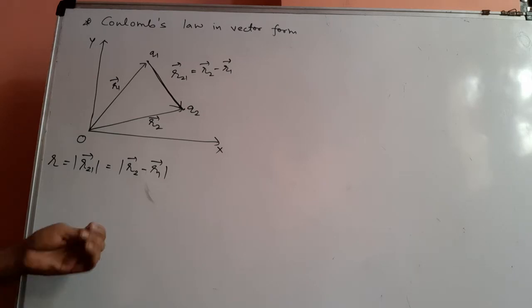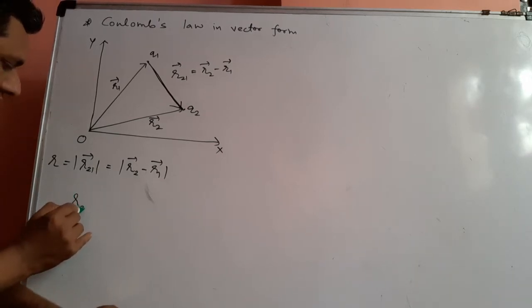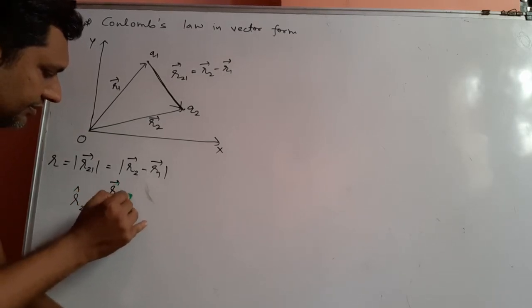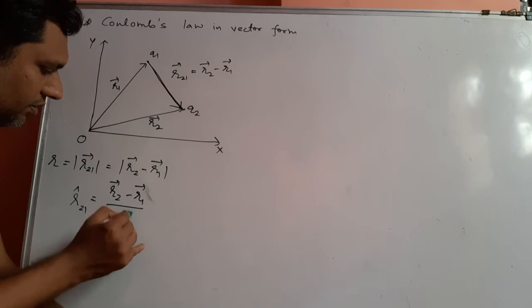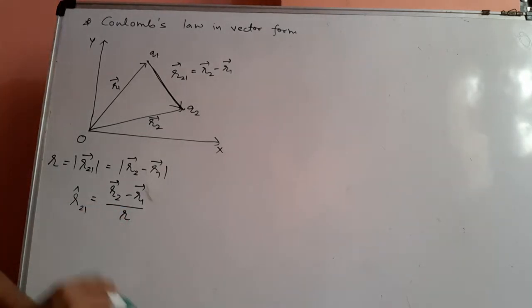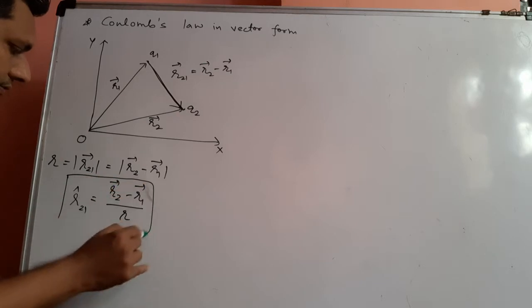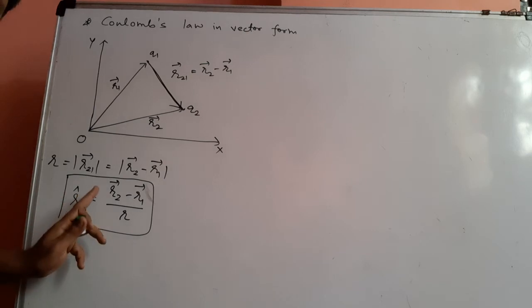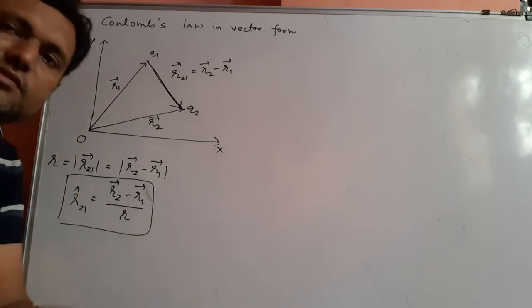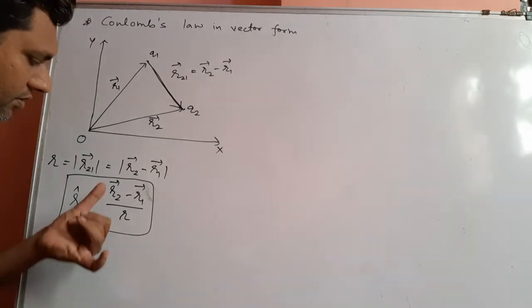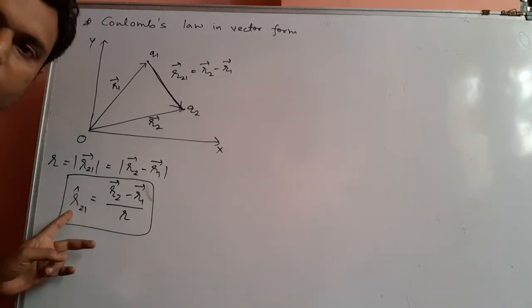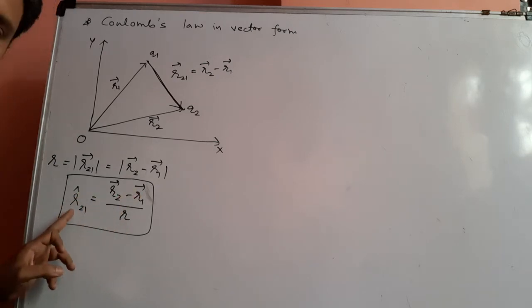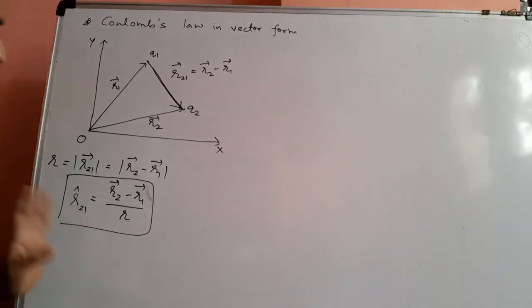From this we can take the unit vector. We can write the formula of the unit vector. It will be r2 minus r1 upon r. Obviously this is the formula. This r21 cap is equal to the vector upon its modulus. Actually this is the formula of a unit vector: vector upon its modulus gives the unit vector. So r2 minus r1 upon r is the unit vector r21 cap.